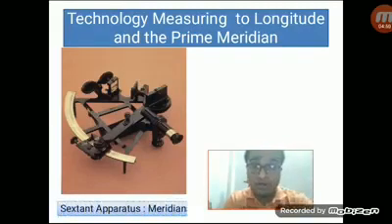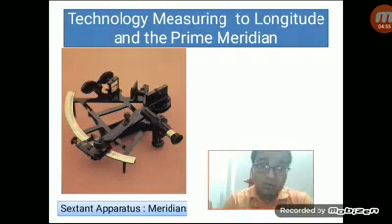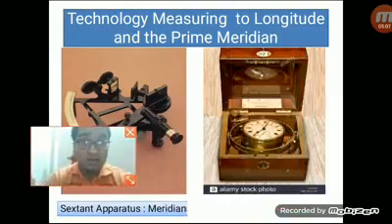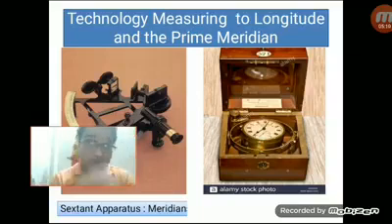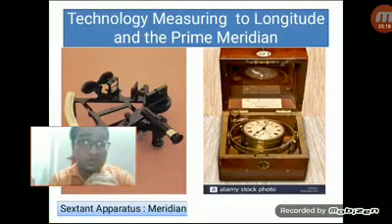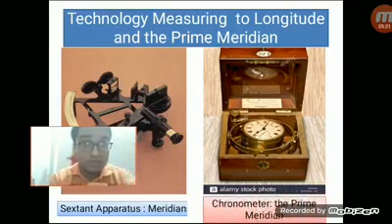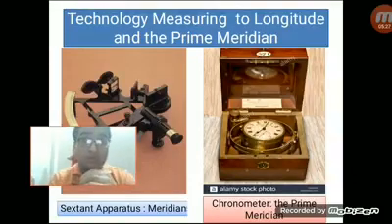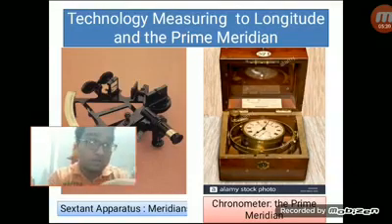The name of this technology is the sextant apparatus, and it is used to find out the longitude of different places of the world. This information and the name of this technology is very important for the MCQ question. Next, the name of this technology is the chronometer, and we can use this technology to know the exact time of the Greenwich meridian or the prime meridian.